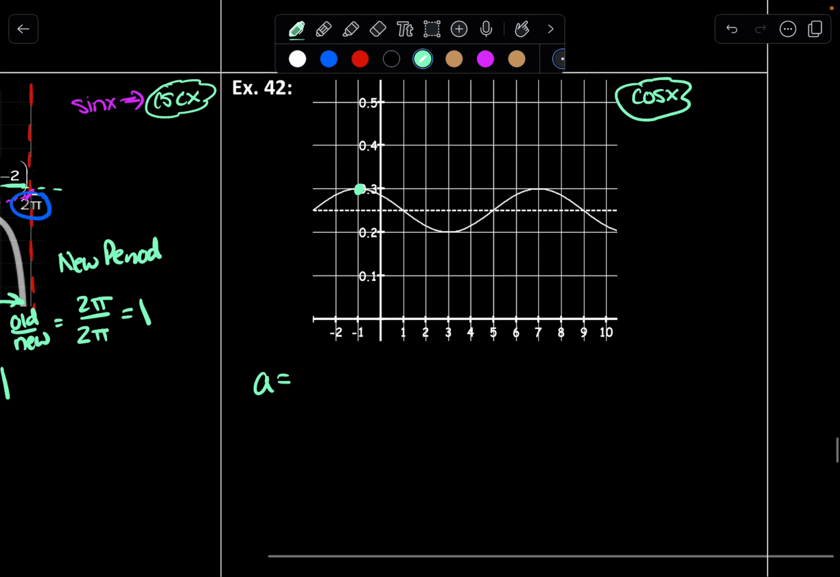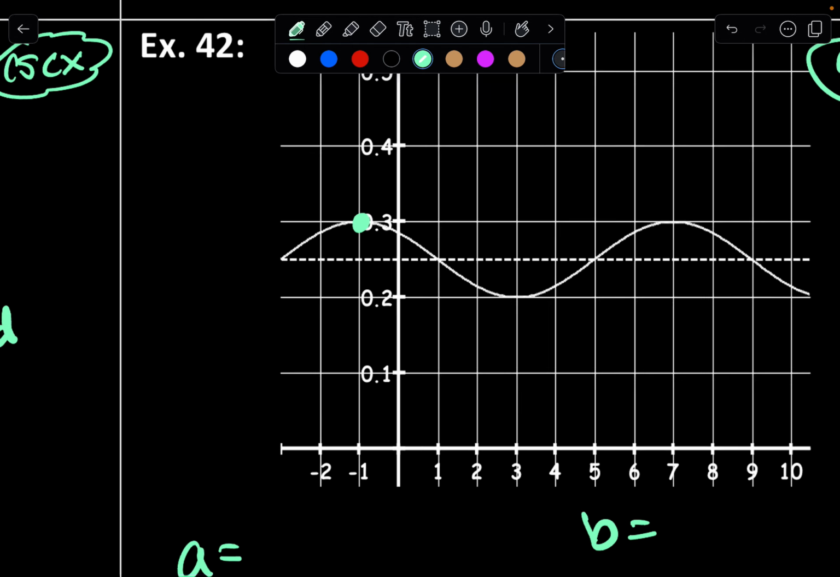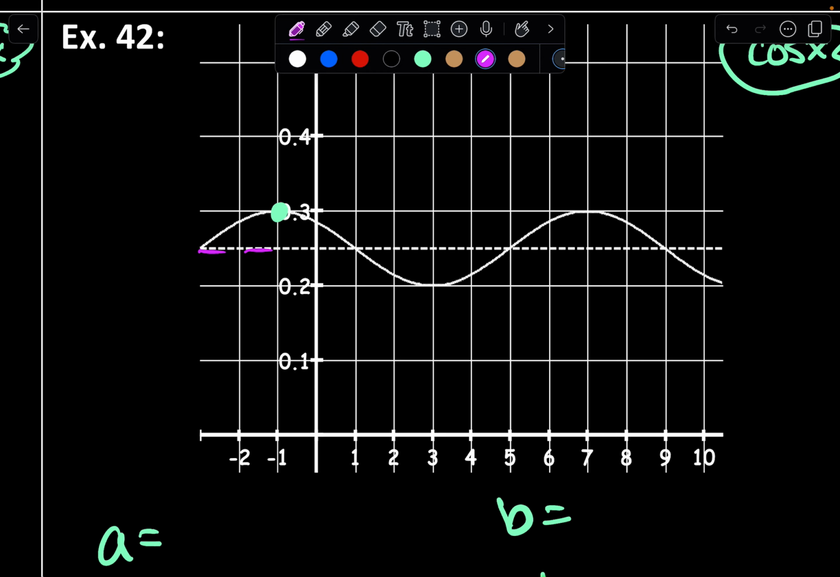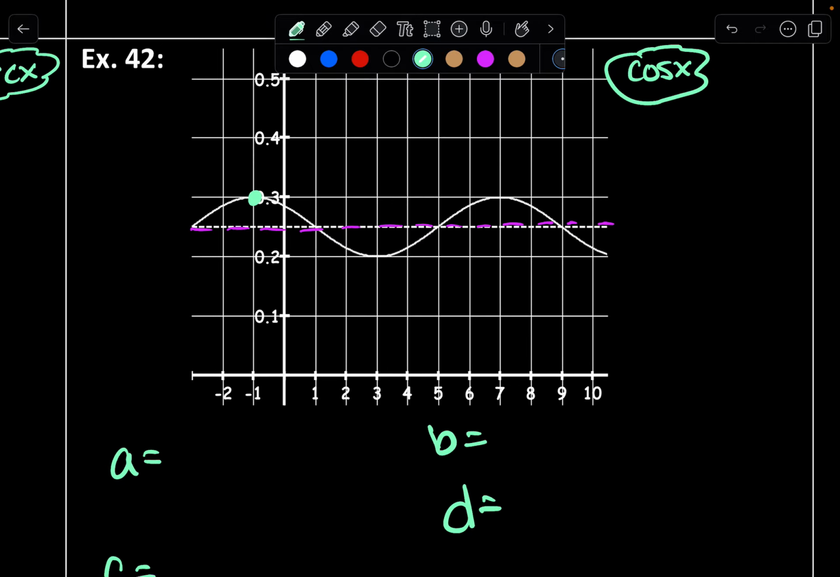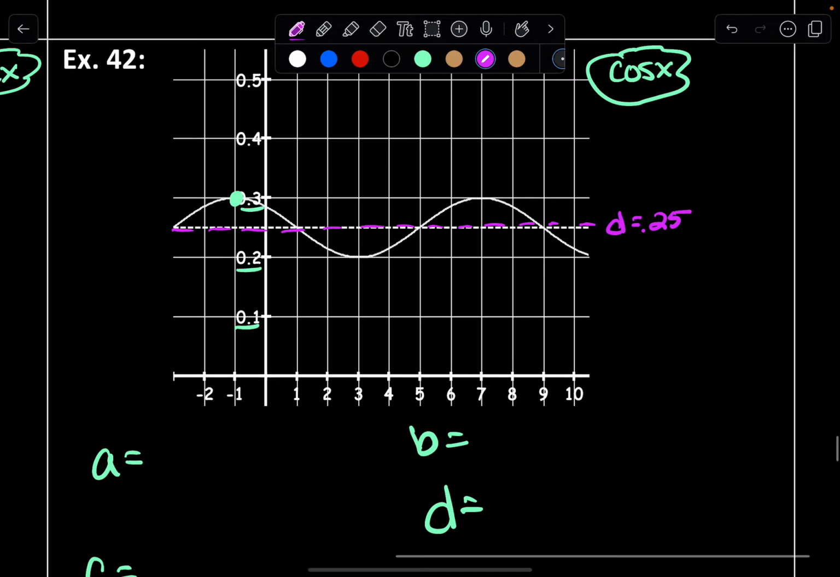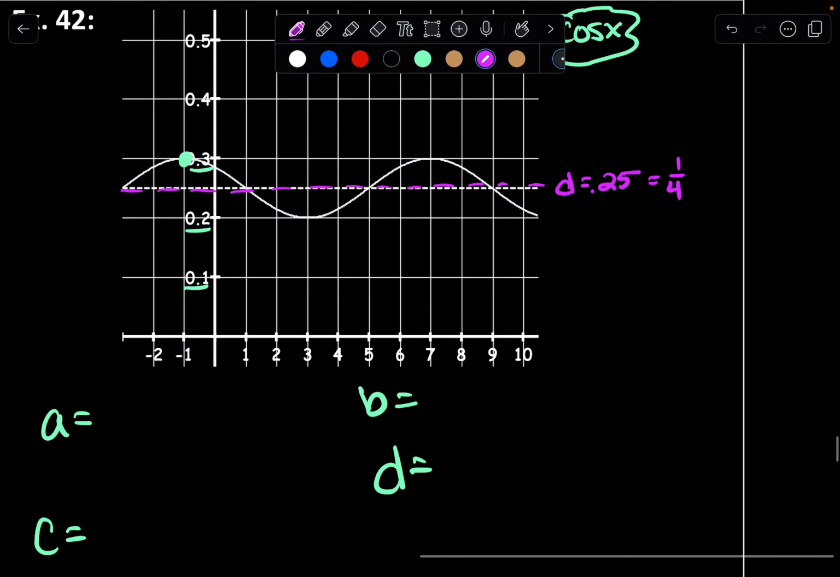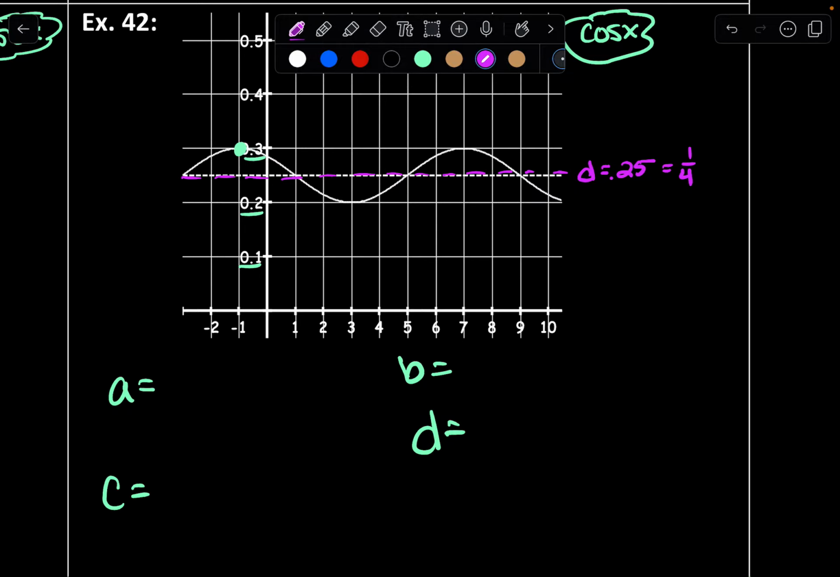All right, again, we need our A, our B, our C, and our D. So we have our midline passing through, which is our D value. Let's see. We're going up by 0.1, 0.2, 0.3, which means this is going to be at 0.25. Or you can use 1/4. I like using fractions, so I'm going to go ahead and do fractions. If you want to do decimals, go for it. Up to you. Doesn't matter, as long as it's accurate.